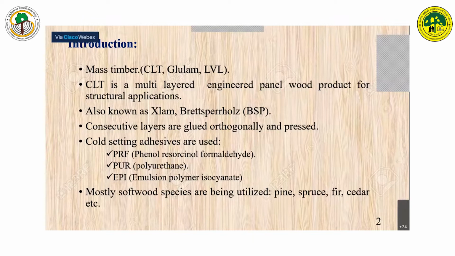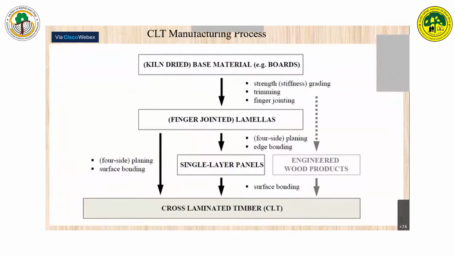For manufacturing this kind of wood composite, we use cold-setting adhesives such as PRF, PUR, and EPI. PRF stands for phenol resorcinol formaldehyde, PUR is polyurethane, and EPI is emulsion polymer isocyanate. Mostly softwood species are utilized in the CLT construction sector, such as pine, spruce, fir, cedar, etc. Very little work has been done on hardwoods.